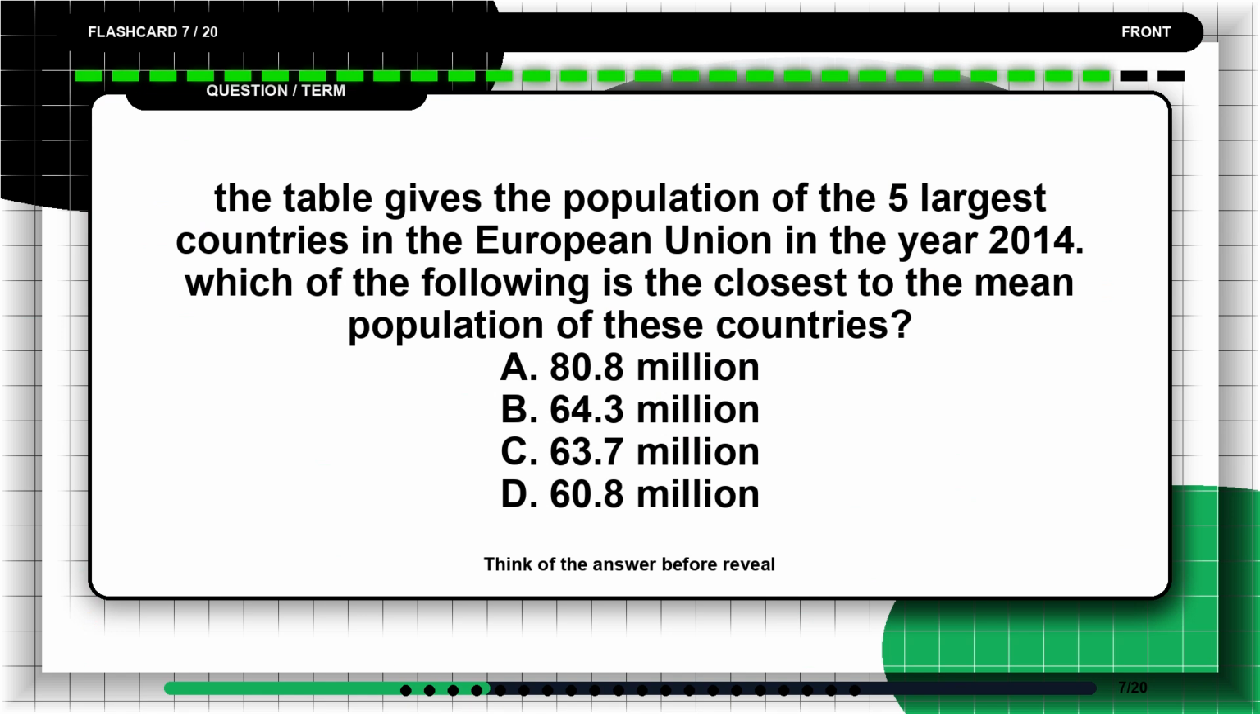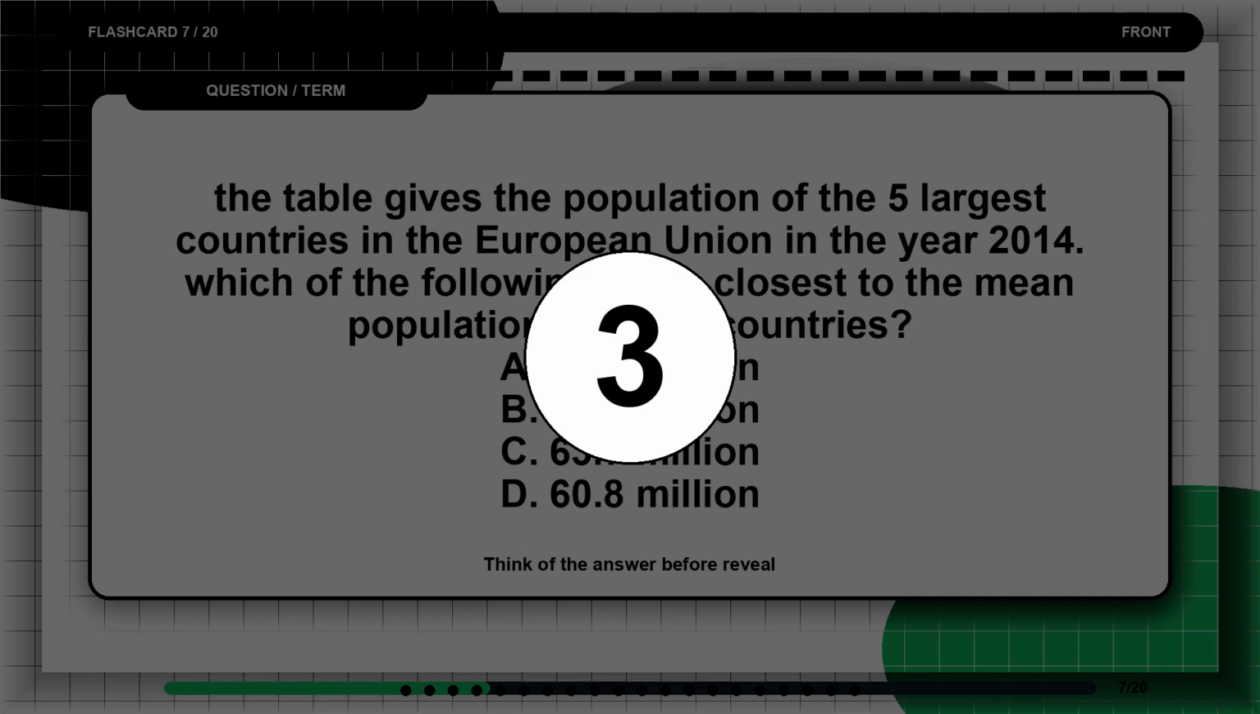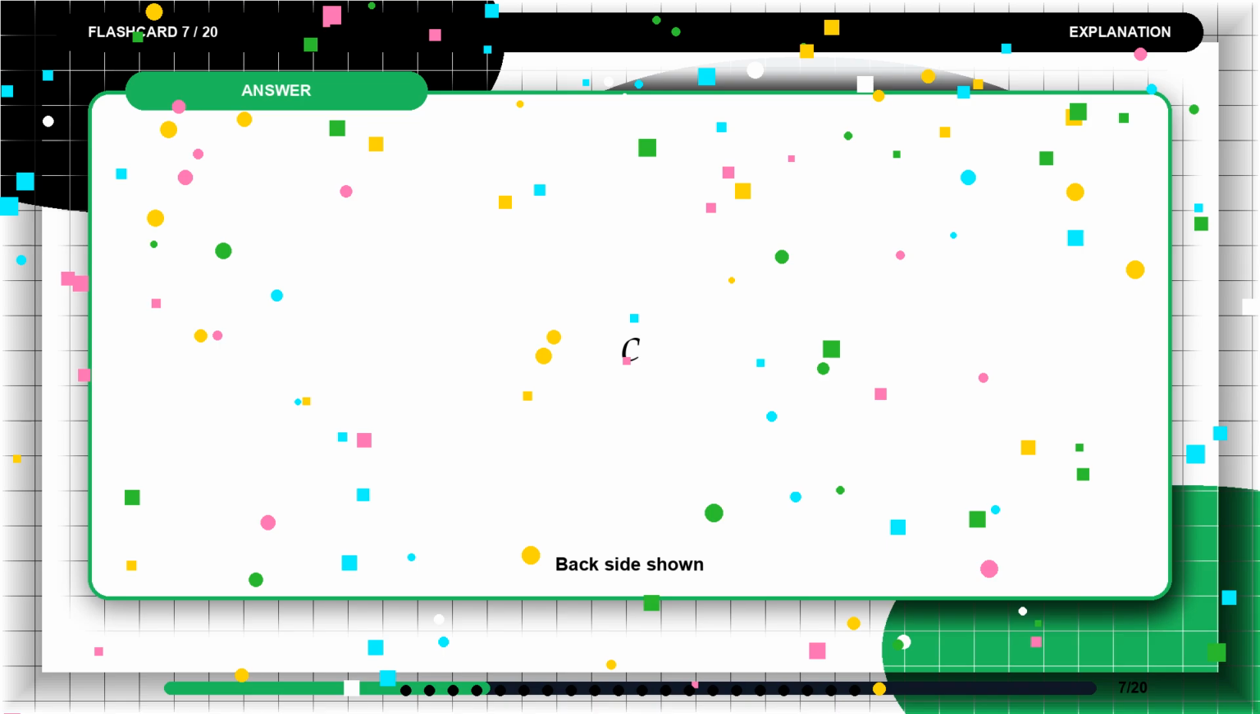Flashcard 7. The table gives the population of the 5 largest countries in the European Union in the year 2014. Which of the following is the closest to the mean population of these countries? A. 80.8 million, B. 64.3 million, C. 63.7 million, D. 60.8 million. Pause and think of the answer before the reveal. The answer is C.